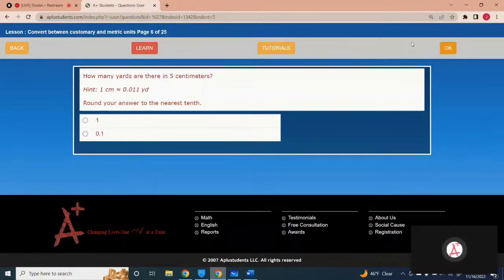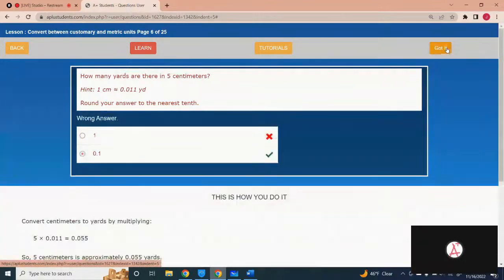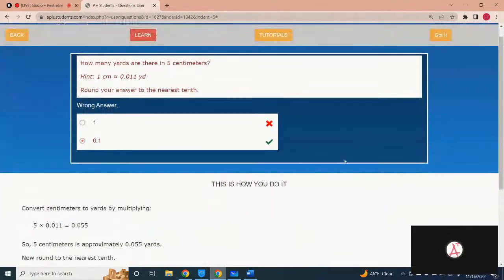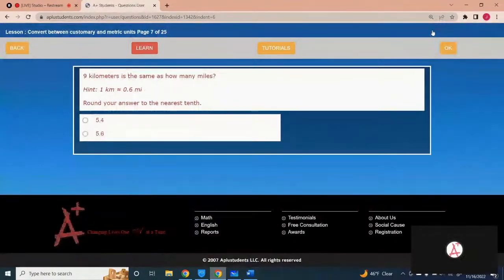It would be 0.05, and I think when you round it off, it would be then a 1. Oh, it would be 0.1. Yes, it is rounded off to 0.1. Yes, not 1. Got it. It would be 0.055, and when you round off, it would be 0.1. Got it. Just select the correct option and click on the OK button.